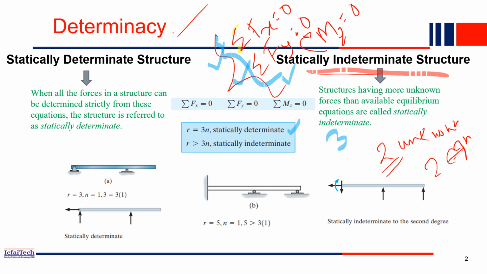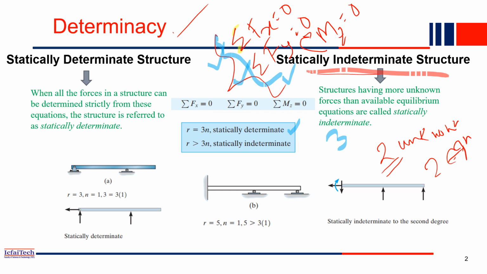So maybe for this beam, it is one part, right, the entire thing is one part. So n is basically 1 here. So if the number of unknowns is R, the support reactions, and it is equal to 3, then we call the structure a statically determinate structure. Or if the number of unknowns is more than 3, then we call it an indeterminate structure.